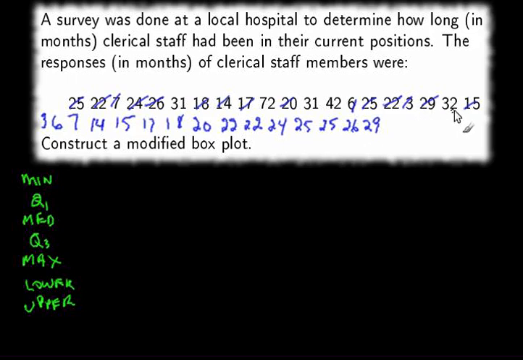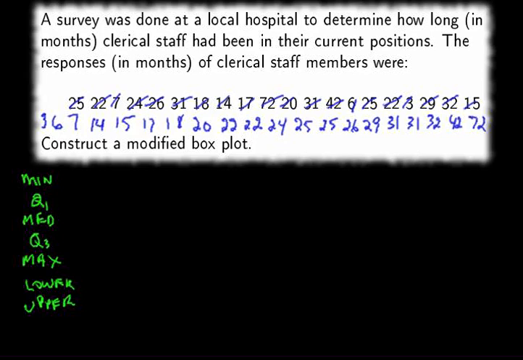So we'll move on to the 30s. We have a 32, a 31, and a 31. So a couple of 31s and a 32. And finally, what's left? A 42 and a 72.